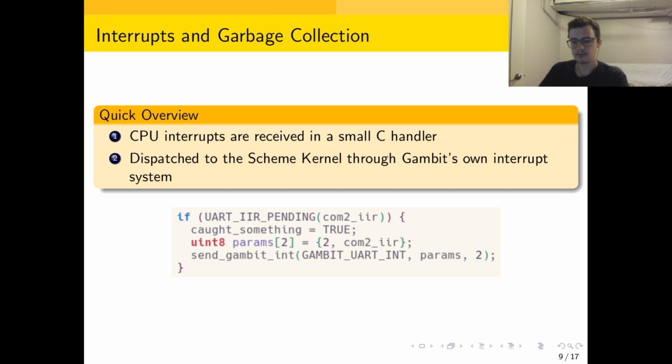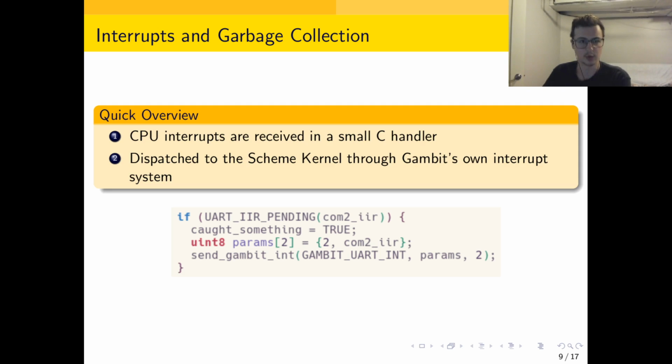So the first implementation of the interrupt system really was straightforward. When we would catch a CPU interrupt, we would receive it in a C handler code or a little stub function, and we'd dispatch it to the Scheme kernel with the interrupt system provided to us by the Gambit runtime. So the code you see on the screen is exactly how it worked, besides the send Gambit int function. I'm not going to go into that, but that's basically all that is required to send an interrupt to the Gambit runtime. And that worked well.